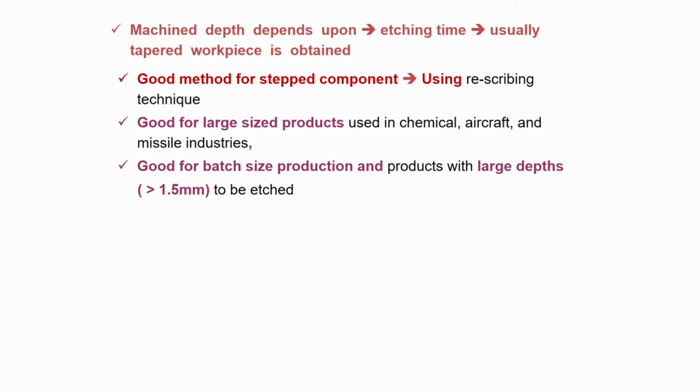It is good for batch production and for products with a large depth, generally more than 1.5 millimeter. If the depth of the machined surface is more than 1.5 millimeter, then this kind of cut and peel method is used. It is good for batch size production.